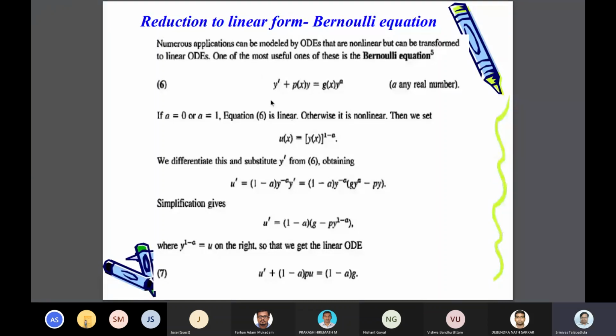If you differentiate this u, then you will notice that the entire y power alpha, or y power n, goes off, and this reduces to a linear differential equation. A Bernoulli equation can be reduced to a linear differential equation. Of course, a little variation is there in the coefficients, but they're all functions of x, not of u. So u dash plus some function of x into u equals some function of x. So it is a linear differential equation. You can use the techniques of linear differential equations to solve it. I'll now show you the techniques.